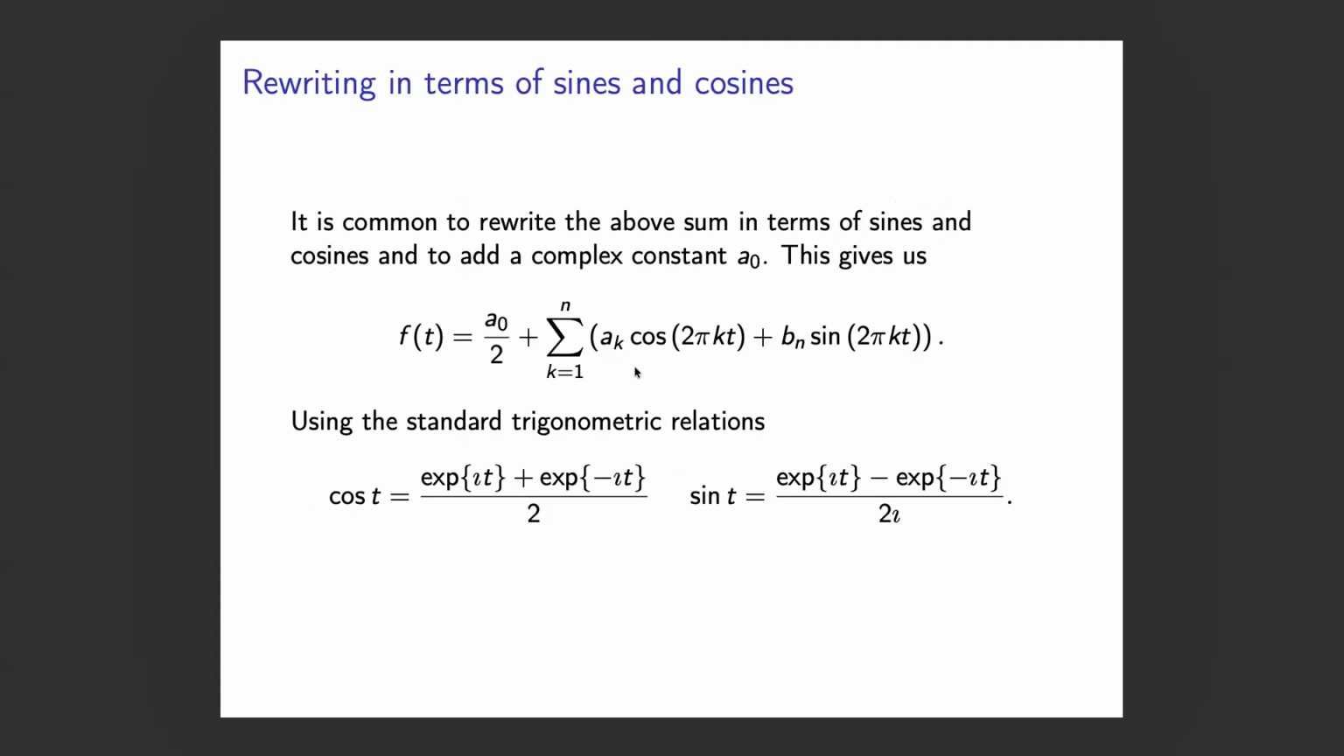So typically what you would see is that you would rewrite this sum in terms of sines and cosines, and you just add a complex constant. And here we actually use the standard trigonometric relations. So this is often a form which you will encounter in textbooks on Fourier theory. If you're dealing with signal processing, if some of you have taken courses in that, then Fourier theory would often be the theme for a whole semester in signal processing.